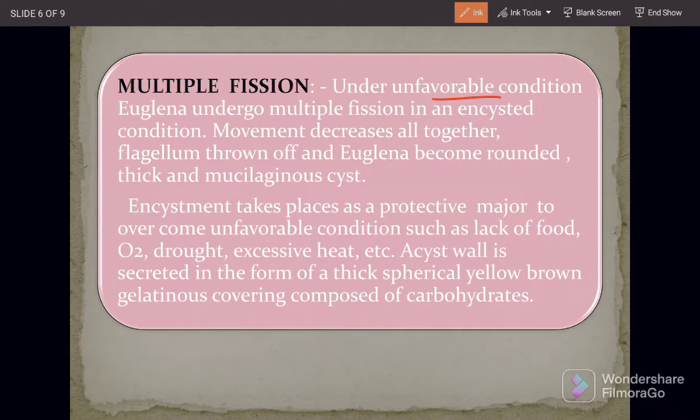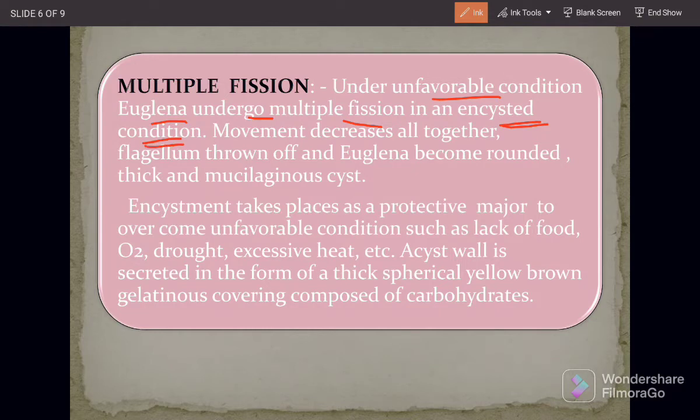Euglena undergo multiple fission under unfavorable conditions. Okay. In an encysted condition, in what type of condition? So understand, also remember that the encysted condition means present inside a protective case or layer.